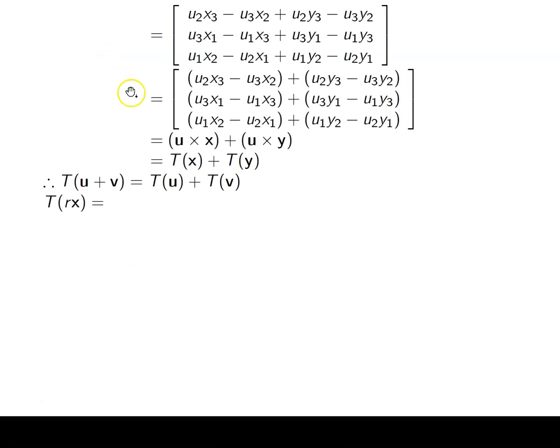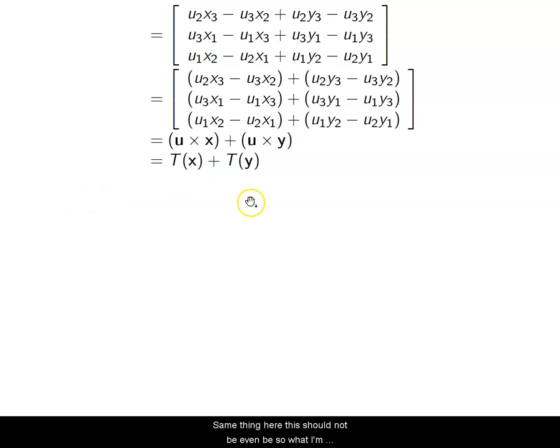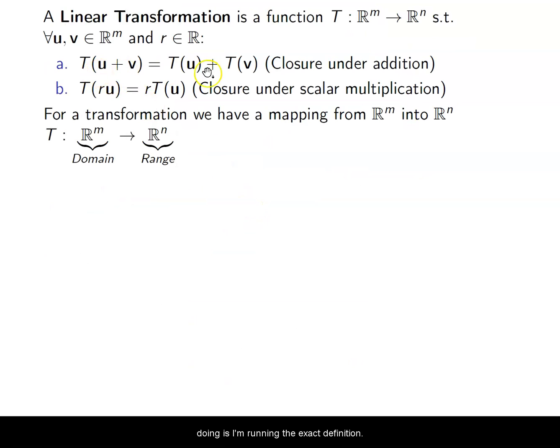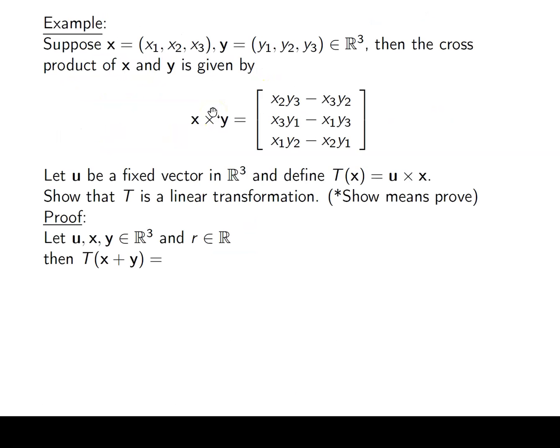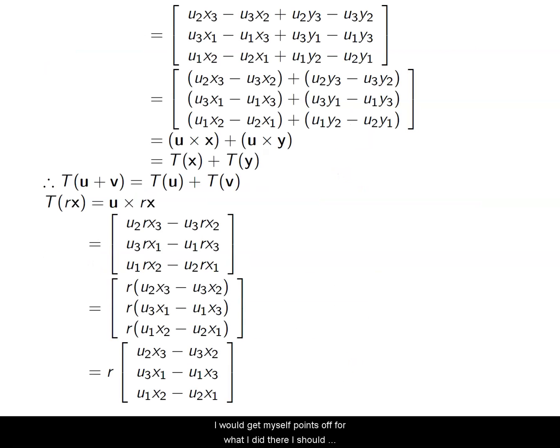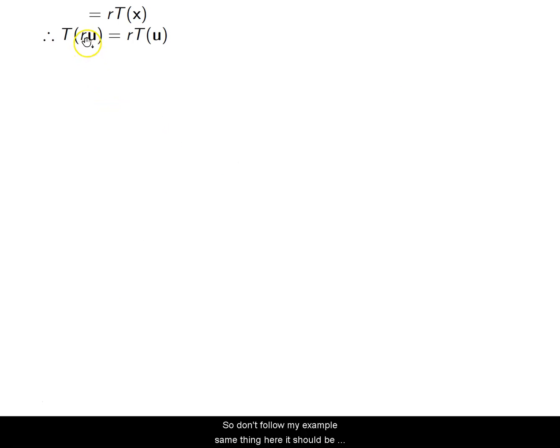I don't know why I put same thing here. This should not be u and v. Oh, okay, I see what I did. I'm writing the exact definition here, which is fine. But for me, I would give myself points off for what I did there. I should have written here x plus y is t of x plus t of y, because I haven't talked about my u in this case, and this proof is something different. So don't follow my example. Same thing here. It should be t of r times x is r times t of x. Don't go all the way to the definition, so that's my fault here. I'll fix that in the write-up, so apologies on that.